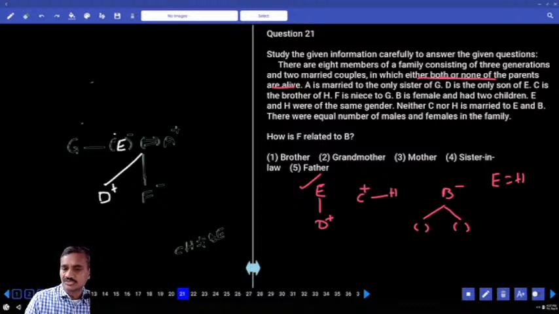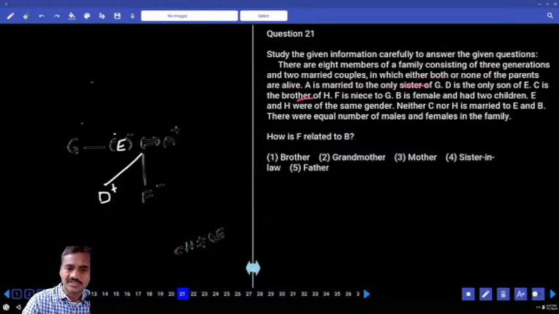Then, next one, this B is having 2 children. As this D is having 2 children, then E and H, A is married to the only sister, and D is the only son of E. C is the brother of H. That means C can be the child of either D or F, isn't it? F is the niece of G. B is a female and has 2 children.